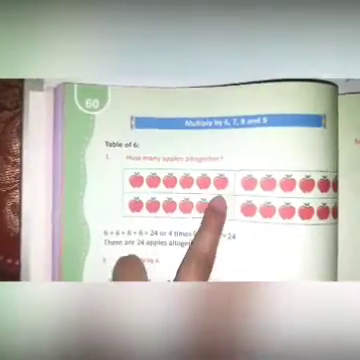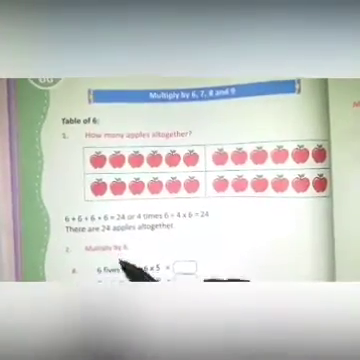Table of 6, how many apples altogether? You can see that every block has 6 apples. You can count 1, 2, 3, 4, 5, 6. There are 4 blocks, 1, 2, 3, 4. 4 blocks and every block has 6 apples. It means you will add these 6 apples 4 times, because you have learned that multiplication is repeated addition. 6 plus 6 plus 6 plus 6. You can see 6 for 4 times.